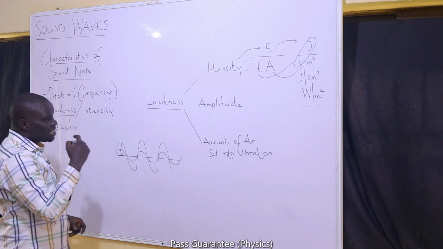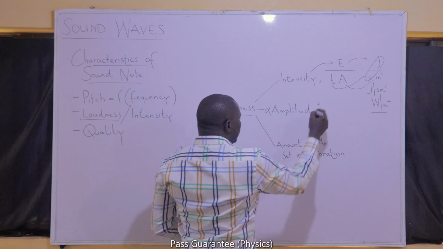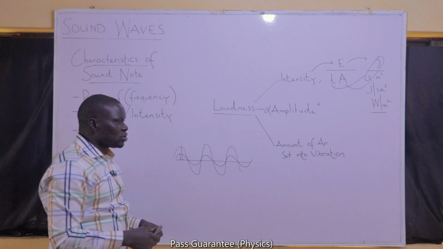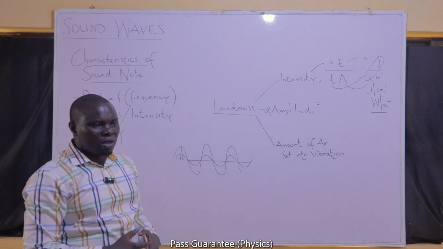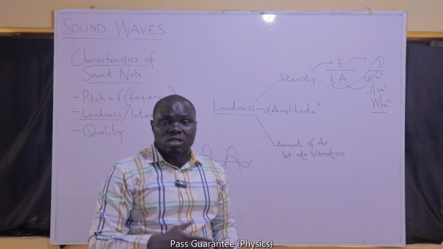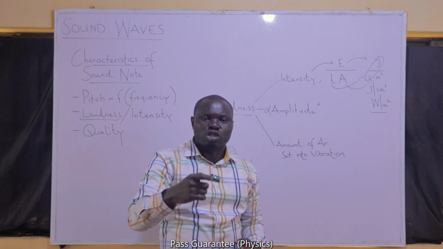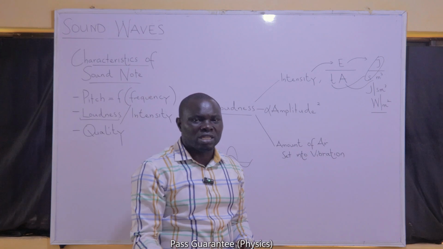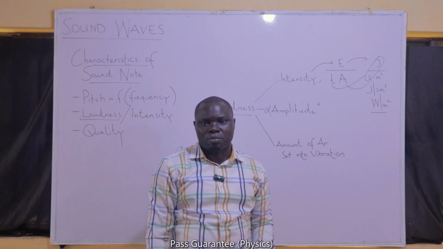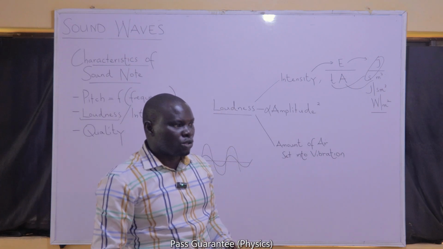So the loudness is always directly proportional to the square of the amplitude. Another thing that can affect loudness is the amount of air that you set into vibration. Sound results from vibration. That's the very first thing we must establish. Any vibrating object must produce sound. If an object is to produce sound, there must be something within it that is going to vibrate. Anytime you set an object into vibration, it must produce sound.